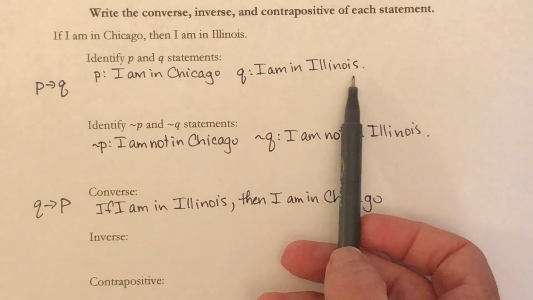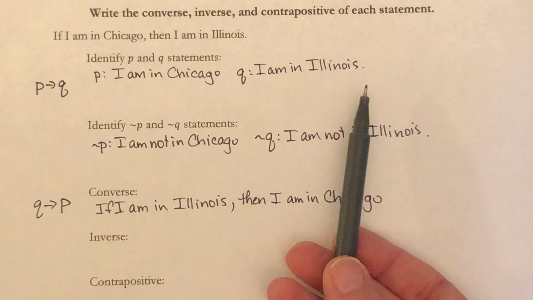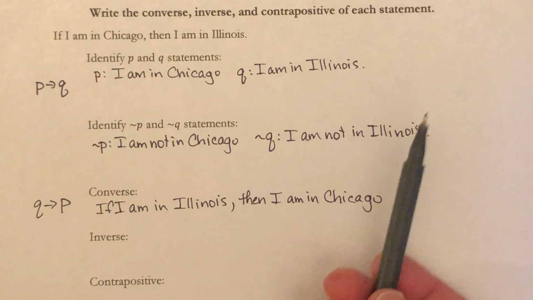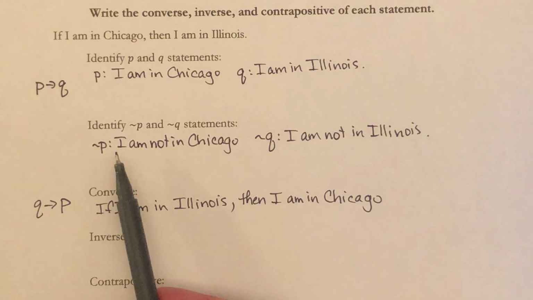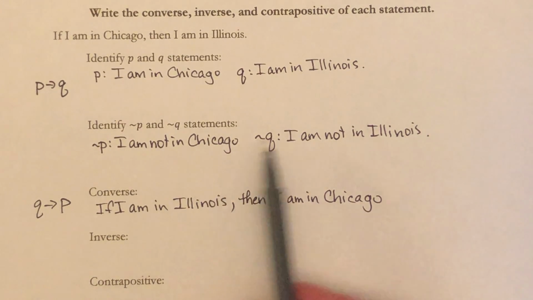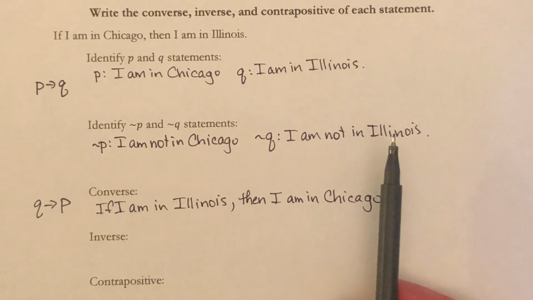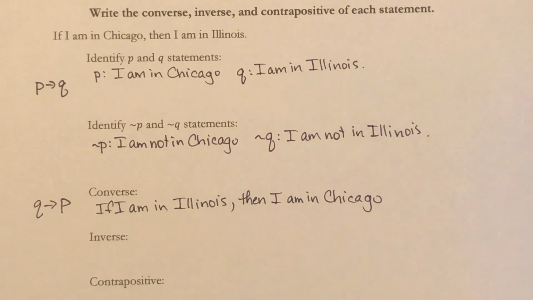Chicago is a city in Illinois. So if you are in Chicago, you are also in Illinois. But Illinois has other cities other than Chicago. So just by the fact that you're not in Chicago doesn't mean that you're not in Illinois. You could be in some other city in Illinois. That's why we're saying they're not equivalent, because you can do things like this where it just doesn't work in the other direction.